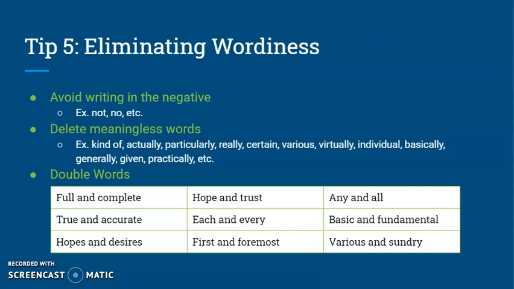Finally, we suggest eliminating double words or redundancies. These can include phrases such as full and complete, true and accurate, hopes and desires, hope and trust, each and every, first and foremost, any and all, basic and fundamental, and various and sundry. While there are many other double words or redundancies that occur in writing, these are the most common and the ones that we suggest you keep an eye out for.